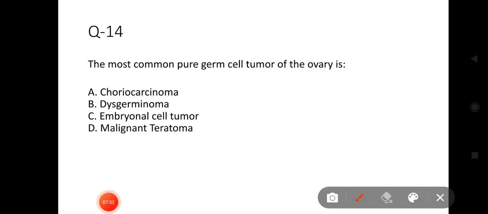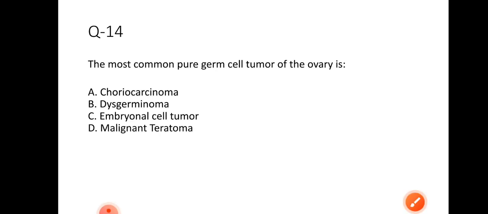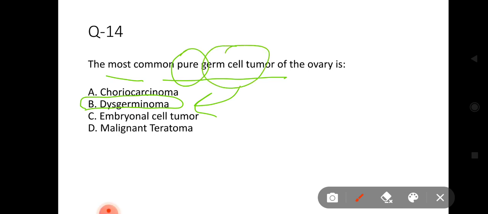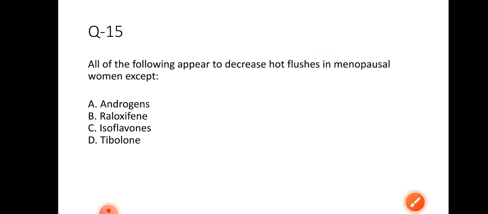Question 14. The most common pure germ cell tumor of the ovary is choriocarcinoma, dysgerminoma, embryonal cell tumor, and malignant teratoma. Answer is B. The most common pure germ cell tumor of ovary is dysgerminoma. So dysgerminoma is the correct answer.